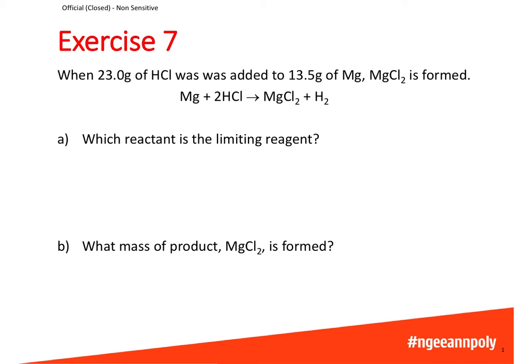In this question, we are given the chemical reaction: magnesium reacts with 2HCl to form MgCl2 plus H2 gas. The question states that when 23 grams of HCl was added to 13.5 grams of magnesium, MgCl2 is formed. And the first part of the question asks which reactant is the limiting reagent.